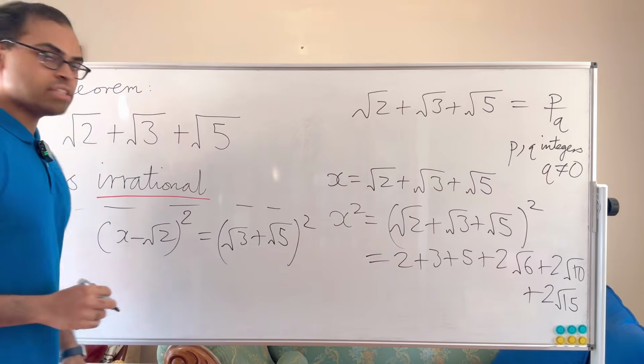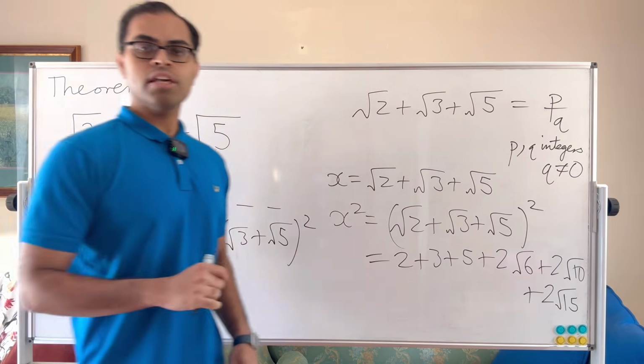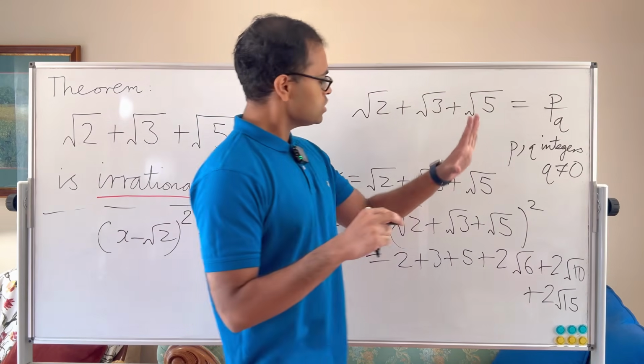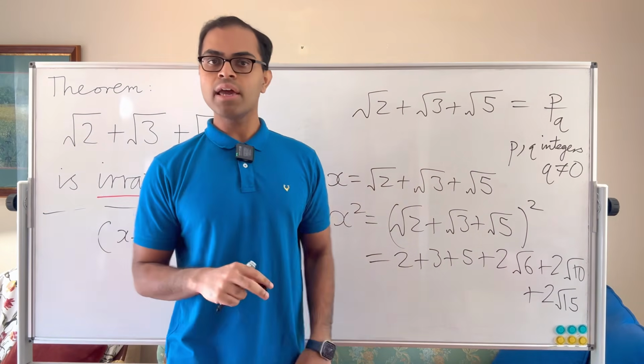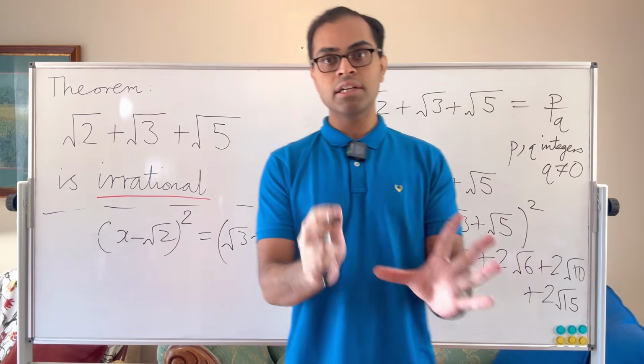So we square both sides and we've got this. And now at this point, we're going to do a proof by contradiction. Okay, so we're going to start off by assuming that x is a rational number. Assume for a contradiction that x is a rational number and it will lead to an absurd conclusion.